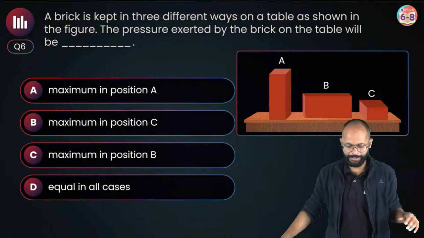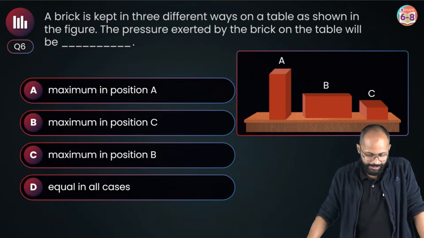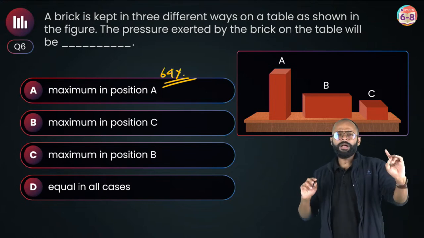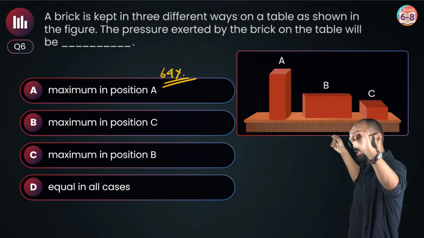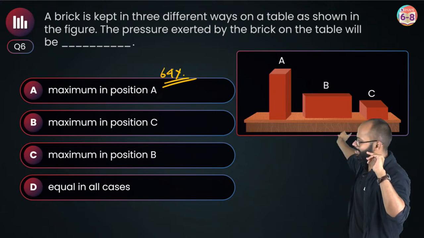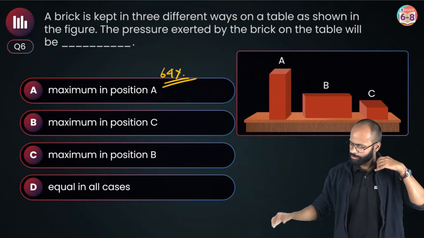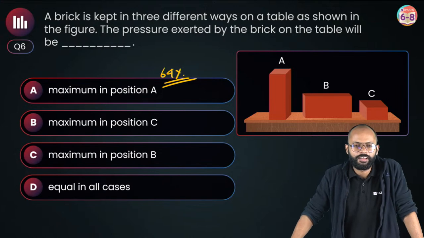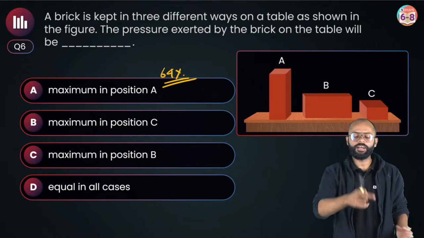3, 2, 1, let's end the poll. Option A, 64%. Very good. Ek baar batao, in all these three cases, what is constant, thrust or area? What do you think? Thrust is constant or area is constant? Thrust, very good.